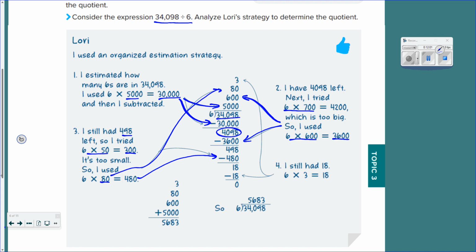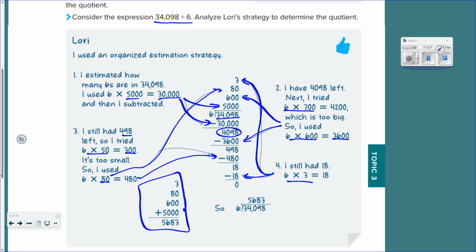Subtract 480 from 498, got 18. Now she knows that's just 6 times 3. So she takes that remainder out, puts the 3 on top, and then adds up all of the estimations that she used. She figures out that 34,098 divided by 6 gives her 5,683. Everybody okay with this one?